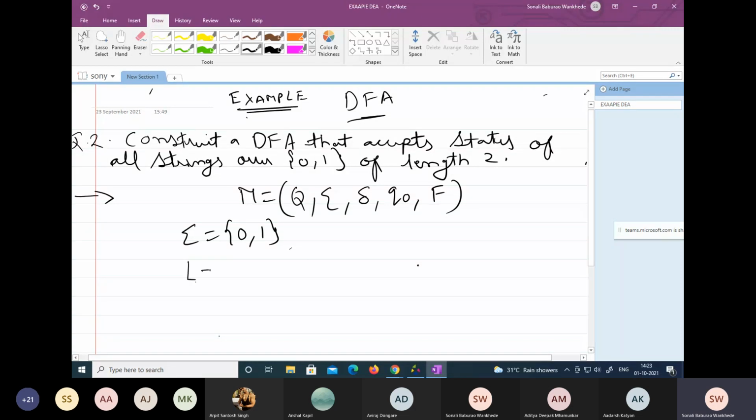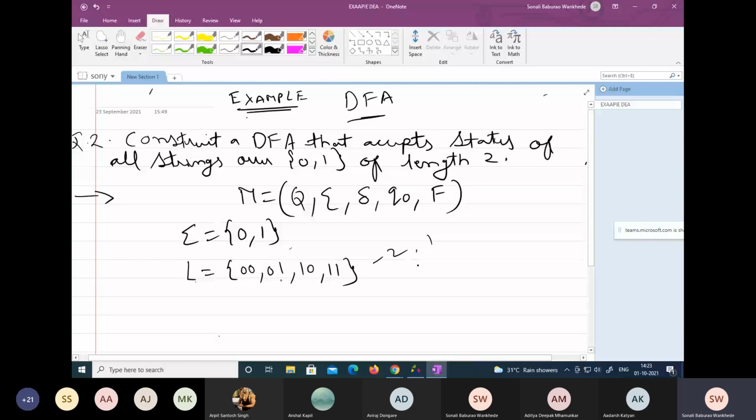So length is equal to what? Length should be 2. It means it can be 0 0, 0 1, 1 0, and 1 1. This is how the length works. Why? Because I'm having the length as 2. If the length was 1, it could be 0 or 1.